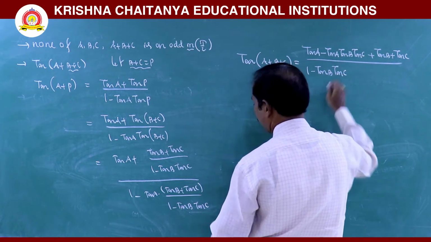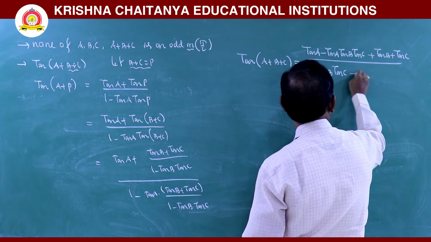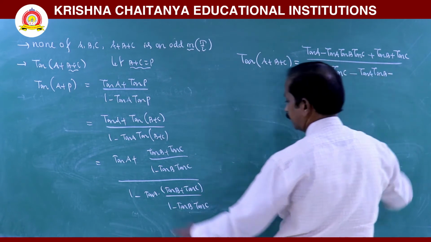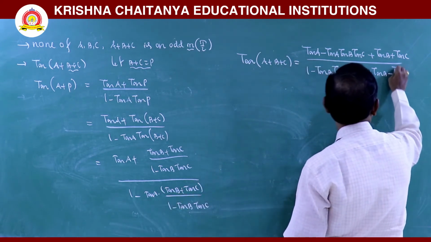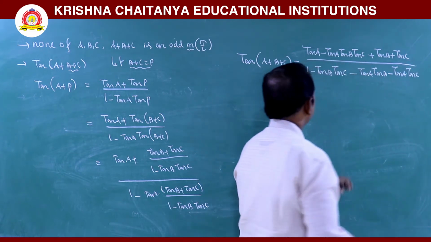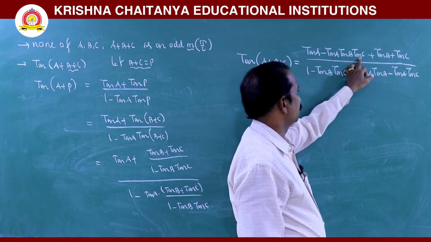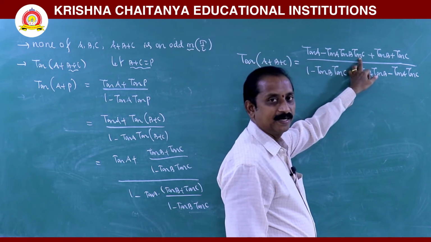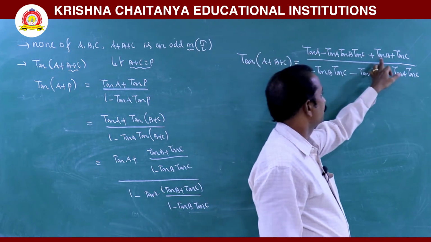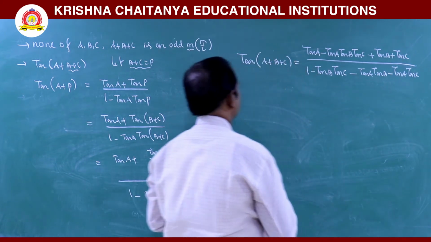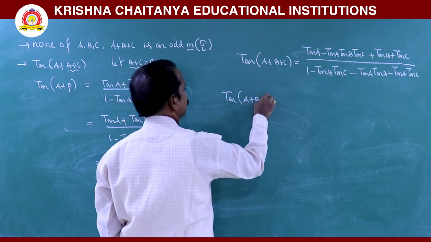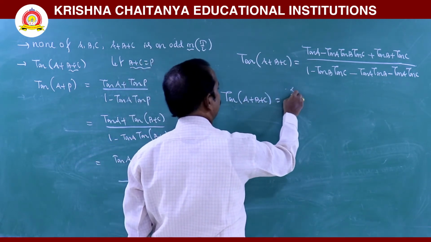Multiplying with tan A, it becomes minus tan A tan B minus tan A tan C. And observe, here is the tan A tan B tan C product, so we can write pi of tan A. The remaining three terms are tan A plus tan B plus tan C. So I can write simply tan(A+B+C) is equal to sigma tan A.